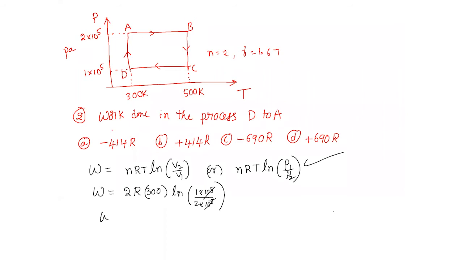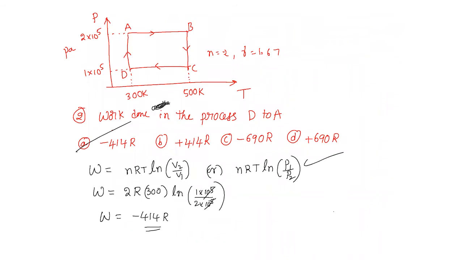A small twist is there here. They said work done on the gas. Here work is done on the gas. That is minus, when they give that, then minus sign. Option A is correct. So I'll get minus 414 R only. Kudos to Muttaya. So minus 414 only.